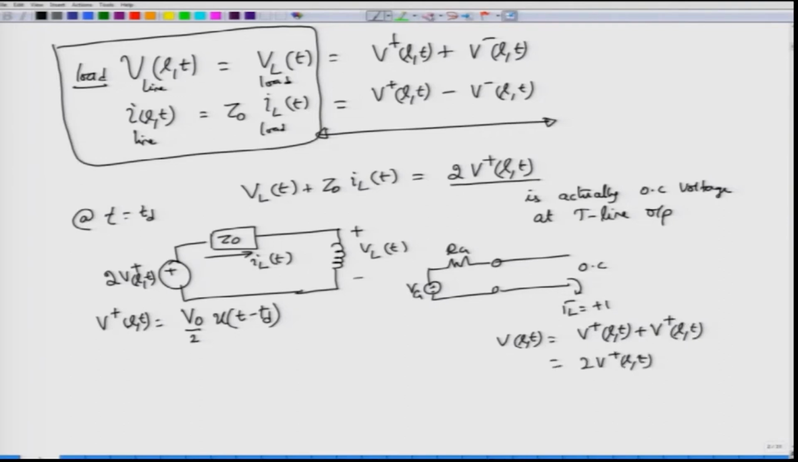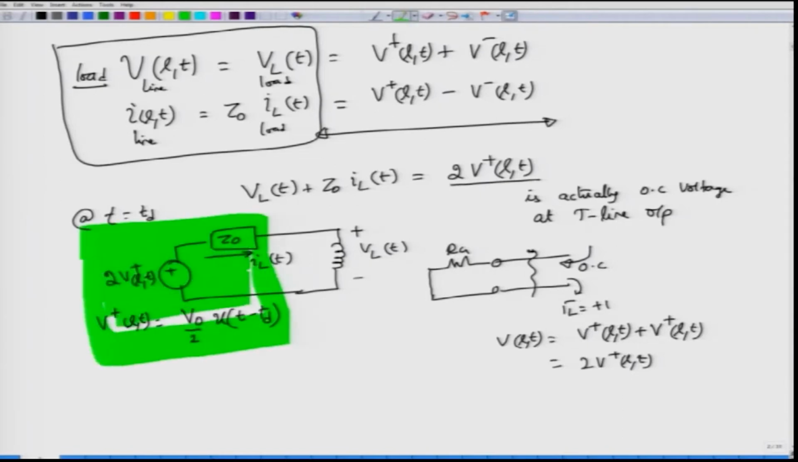Okay, and further, if I remove this VG, that is if I short circuit this VG and look from this side, what is the input impedance over here? I see that the input impedance looking at this point will be equal to Z0, because this RG is now equal to Z0.